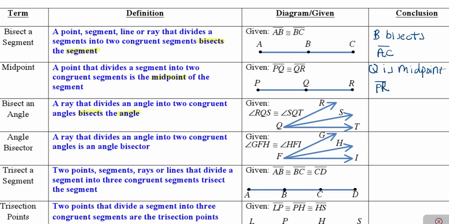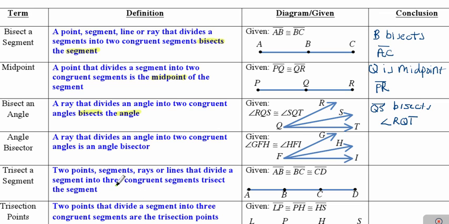Next, a ray that divides an angle into two congruent angles bisects the angle. So we may also bisect angles. And if angle RQS is congruent to angle SQT, the conclusion we can make is that ray QS bisects the entire angle. So that would be angle RQT. So just like we can bisect segments, we can also bisect angles.